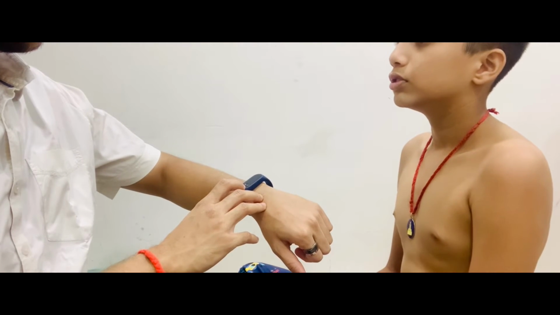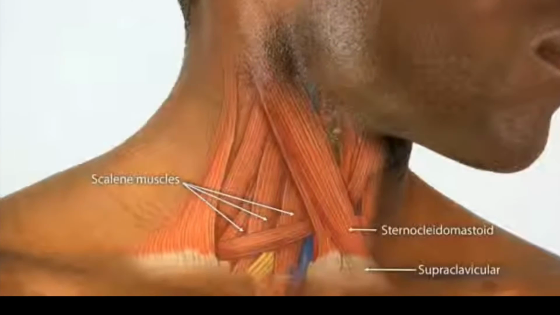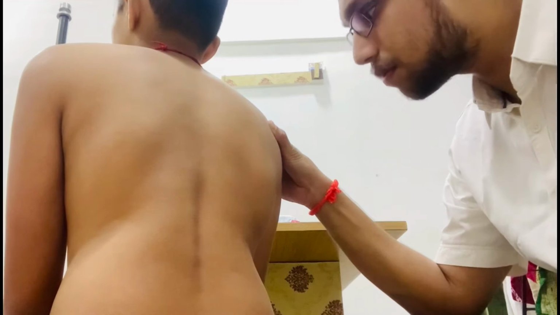Also inspect the neck for muscle retraction, for example, the supraclavicular muscle, sternocleidomastoid muscle, and the scalene. If there is any retraction, it suggests respiratory difficulties. Now, palpate in the sternal notch for the position of the trachea, which should be in the midline.